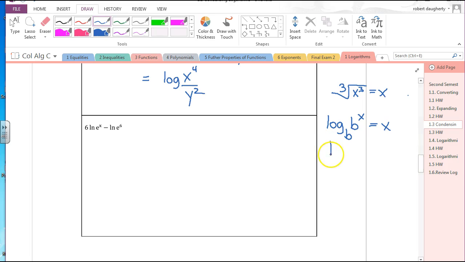What I told the other class, log base b of b to whatever the heck, that's the G-rated version. If you need stronger language to help you remember that, that's up to you. Log base b of b to whatever the heck that is, that's your answer, okay? I don't care what is up there. Log base b of b to whatever. That's what this is equal to.